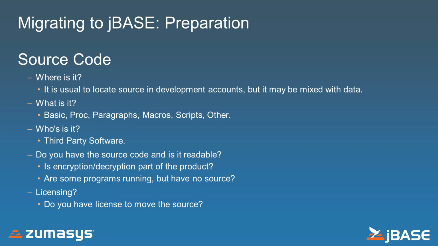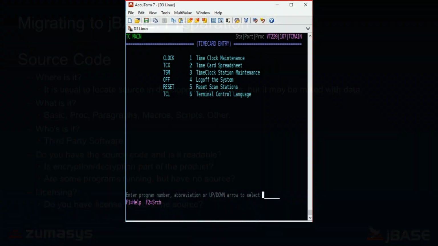Source. Where is it? First of all, I guess it's what is it? The basic programs, the procs, the paragraphs, the macros, the scripts, and the other. Then how do you find those basic programs, procs, paragraphs, macros, scripts, and other? We're not going to go real deep into this. This is not for learning multi-value, but it does give you the beginnings of how, as a developer, or if you're going to have us at Zumasys do it, we are going to find these things.